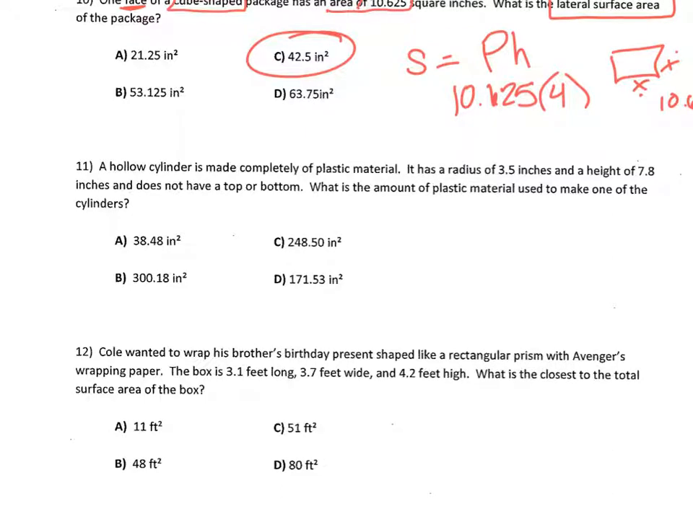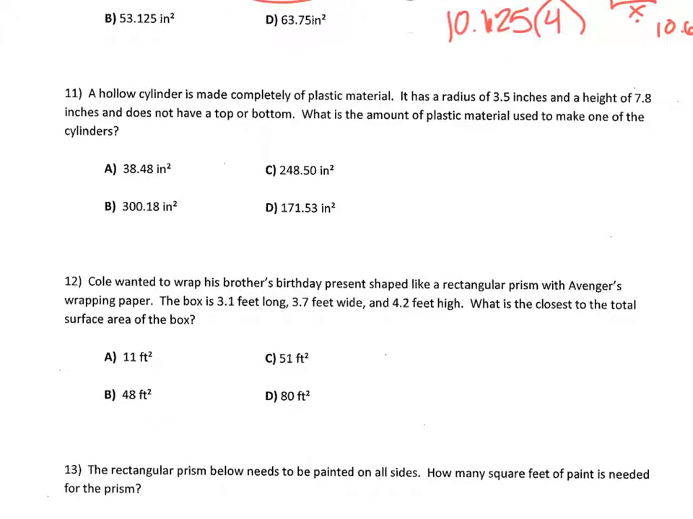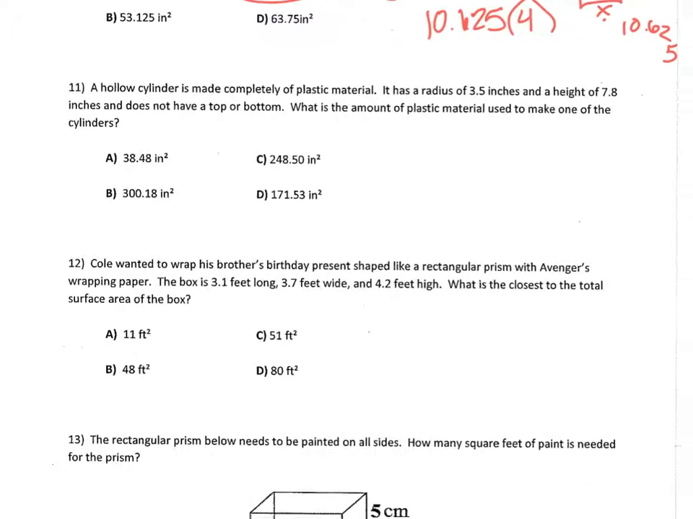Number 11. A hollow cylinder is made completely of plastic material. It has a radius of 3.5 inches and a height of 7.8 inches. It does not have a top or a bottom, so that tells us it's lateral. What is the amount of plastic material used to make one of the cylinders?